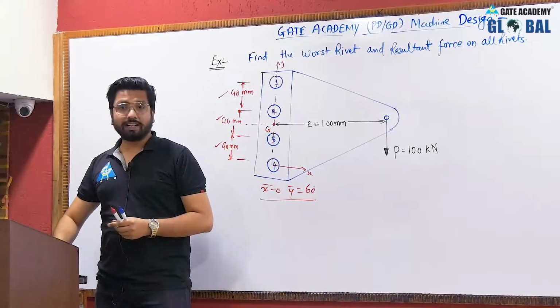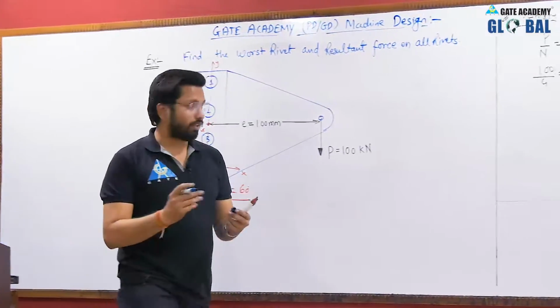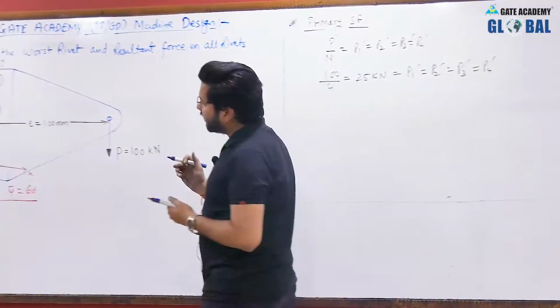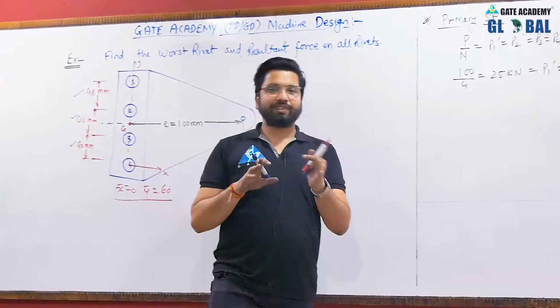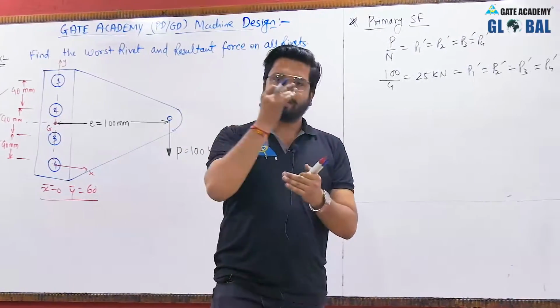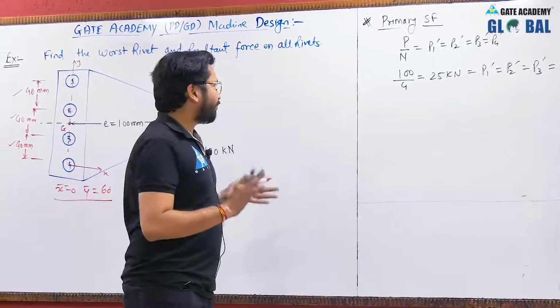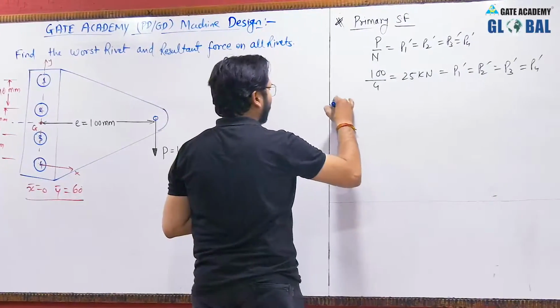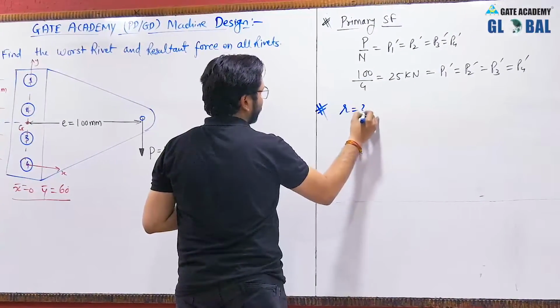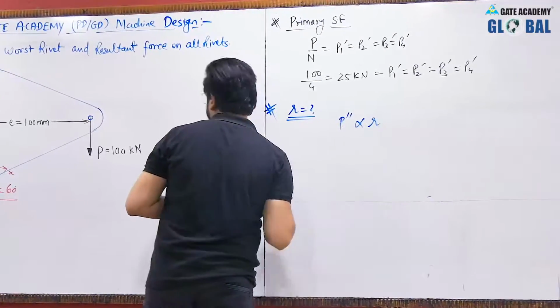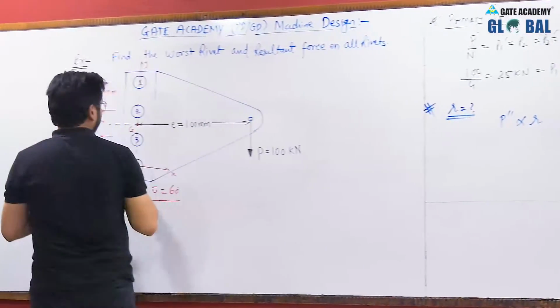Now we can calculate the secondary shear force. To calculate the secondary shear force we need to calculate the radial distance first. In the previous lecture we have discussed the proper procedure to calculate the diameter or anything. So secondly we will be calculating the radial distance, as the secondary shear force is directly proportional to the radial distance. So let us see the radial distances.